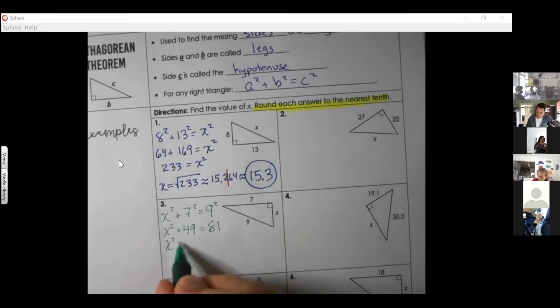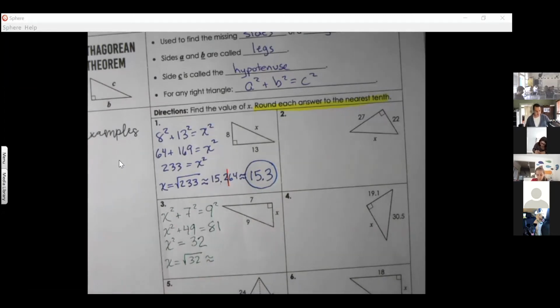Subtract 49 from both sides, and I get X squared equals 32, which means X equals square root of 32. And again, I could simplify that. That comes out to 4 root 2, I believe. But this is asking me to use a decimal approximation. And this one's going to come out to 5.6569. I'm only interested in the nearest tenth. This is more than halfway. It's more than 500, so I'm going to round up.